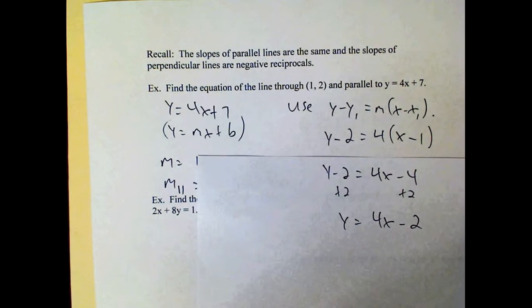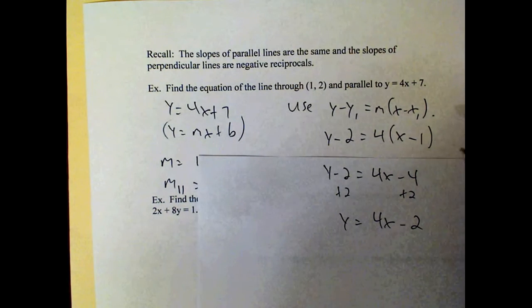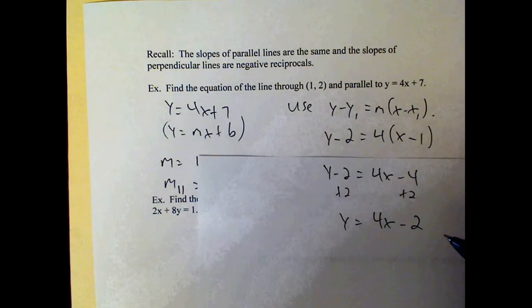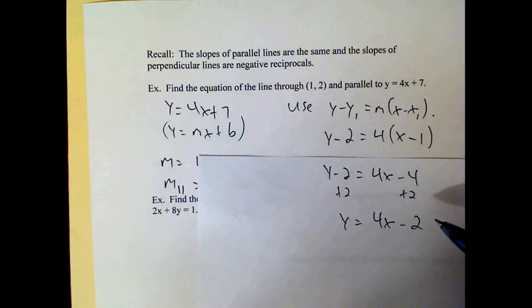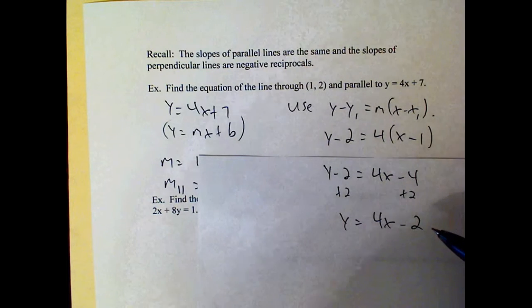And if you were to graph those, you would actually have two parallel lines. And the reason why is because they have the same slope. They'll be crossing the y-axis at different places, but they'll never intersect.